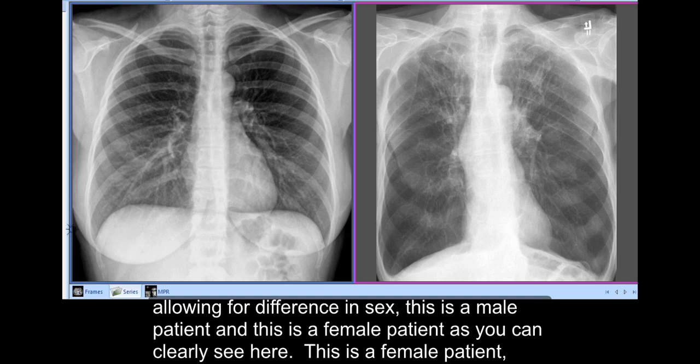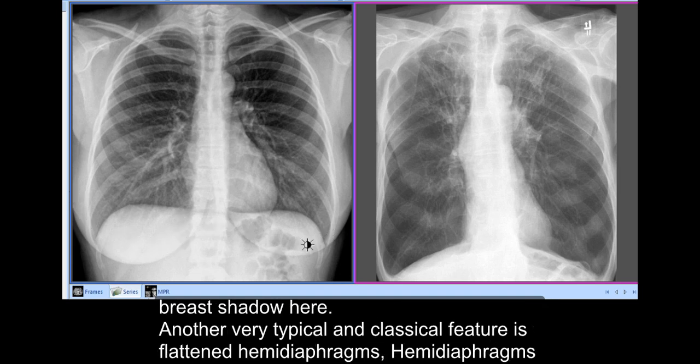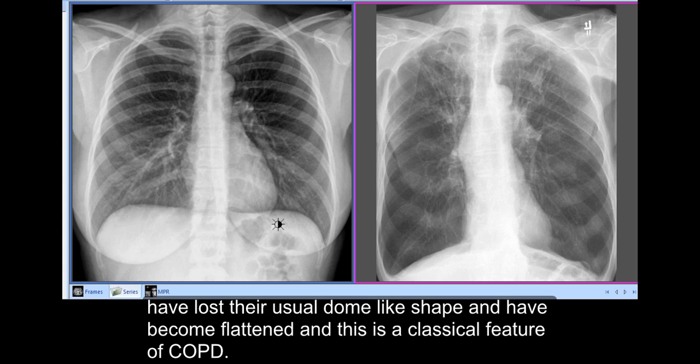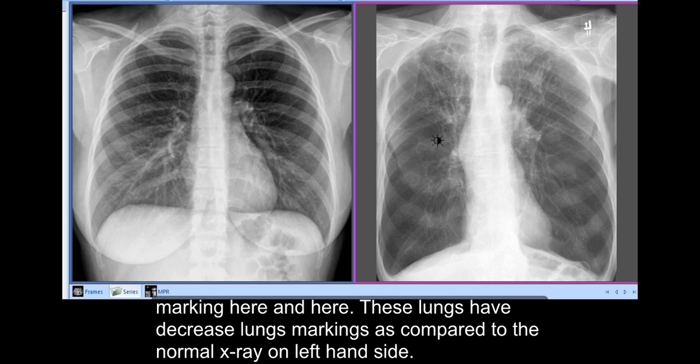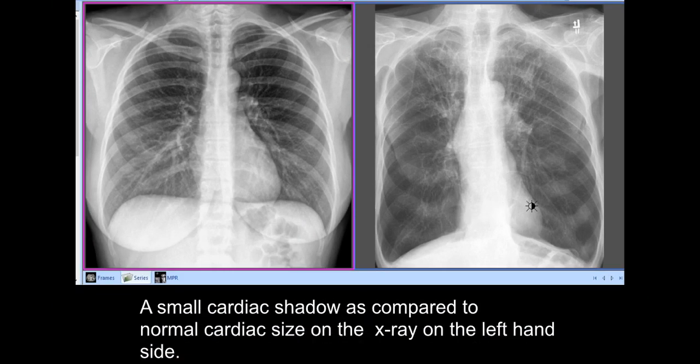As you can clearly see here, this is a female patient, breast shadow here. Another typical and classical feature is flattened hemidiaphragms. Hemidiaphragms have lost their usual dome-like shape, and this is the classical feature of COPD. There is a generalized bilateral increased radiolucency, which means blackness with decreased lung markings. If you compare the lung markings here and here, these lungs have decreased lung markings as compared to the normal X-ray on the left hand side. A small cardiac shadow as compared to normal cardiac size on the X-ray on the left hand side.